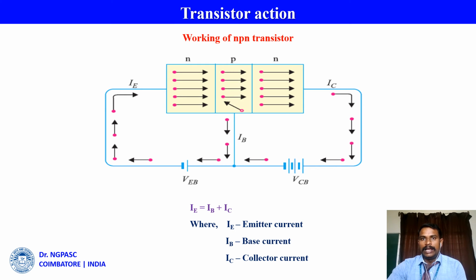In this way, almost the entire emitter current flows to the collector circuit. It is clear that the emitter current is the sum of the collector and base currents: IE equals IB plus IC.